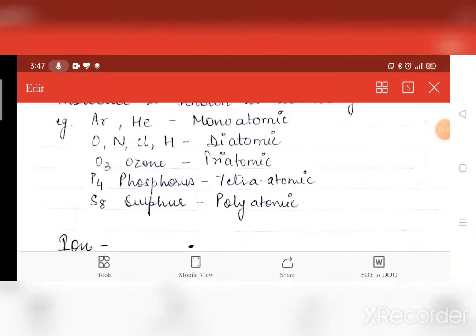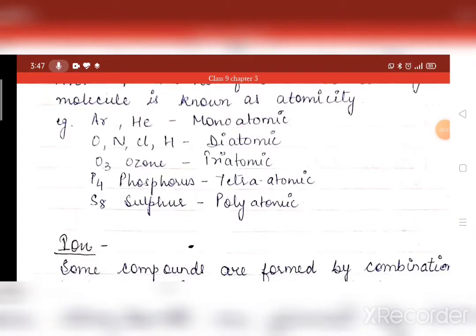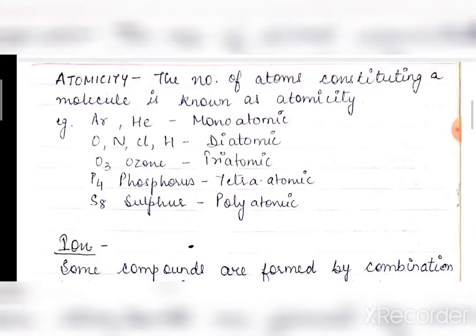Hello, dear students. Now, the next topic of chapter number 3 is atomicity. The number of atoms constituting a molecule is known as atomicity. That means the total number of atoms which are present in a particular molecule, you can just add them, and that will be its atomicity. The number of atoms which we are counting can be same or it can be different also.